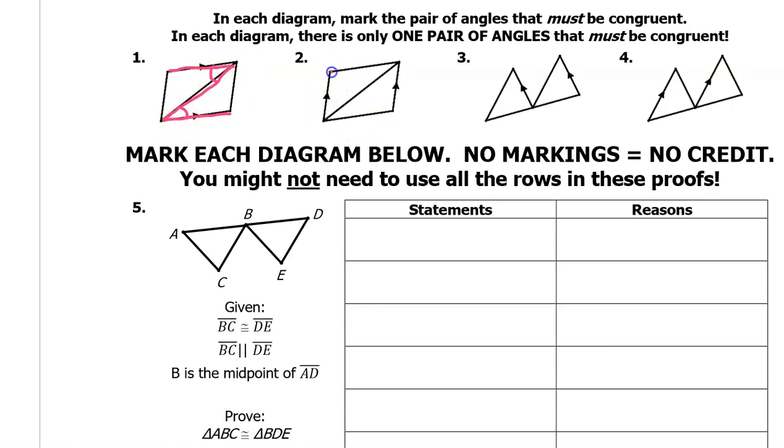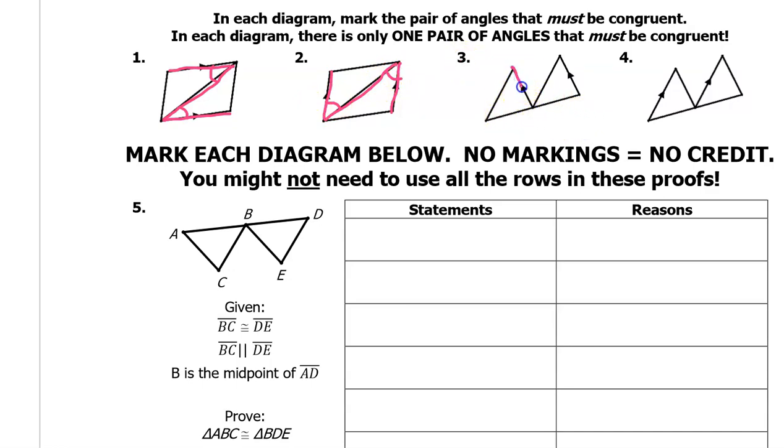Let's do problem number 2. Here are the parallel segments. Go ahead and draw that transversal. So the corners of the N or the Z are alternate interior angles. These will be congruent. So problem number 3 is very similar.